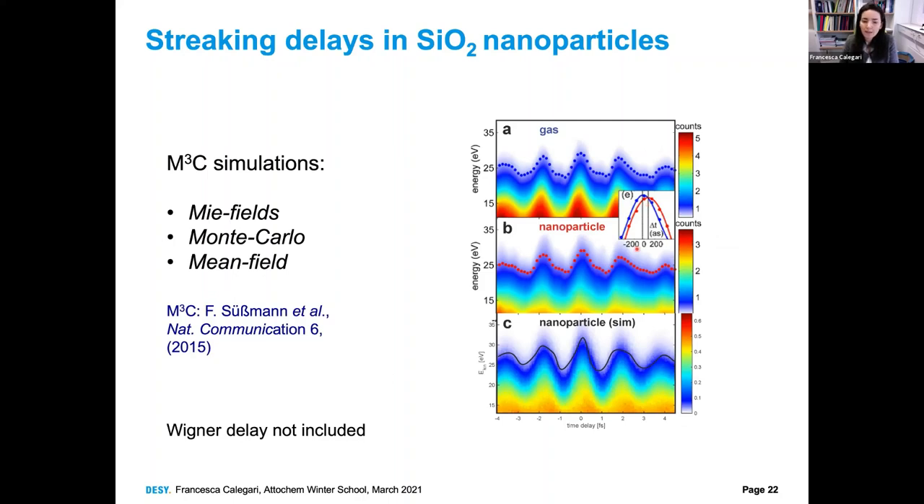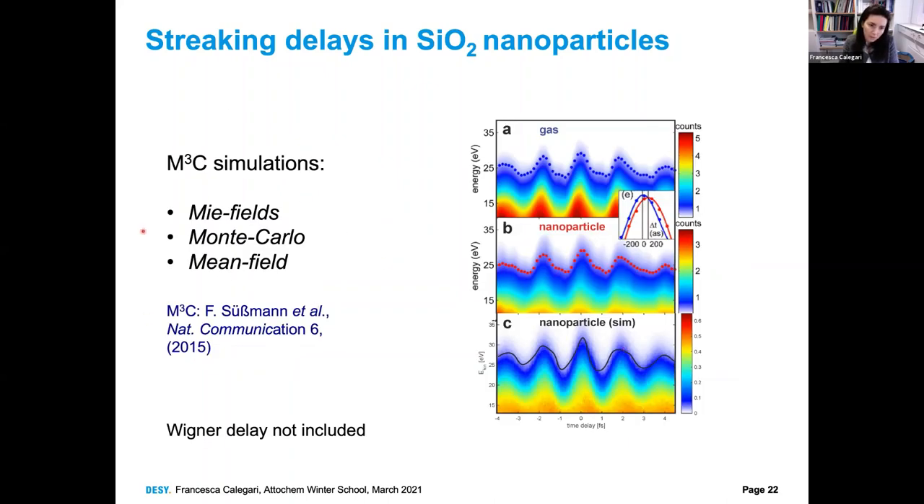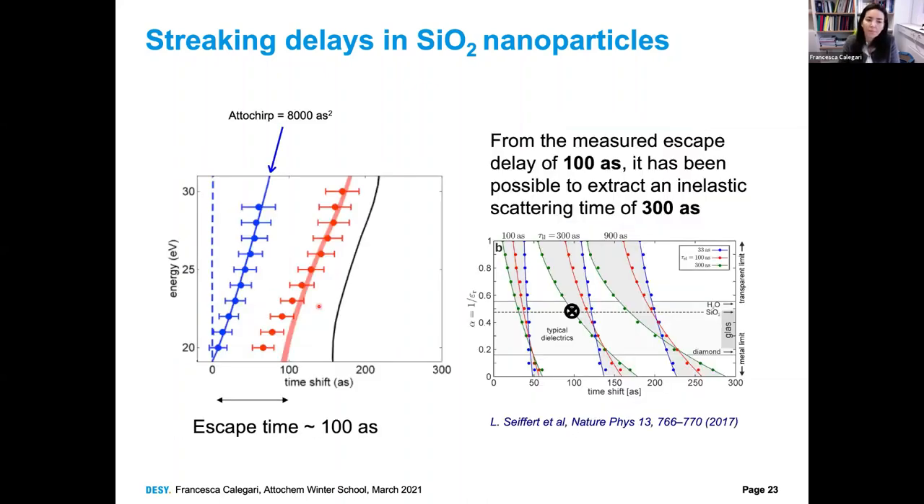And by doing modeling, these are actually quite sophisticated methods, but it's mostly based on a semi-classical model, including a classical propagation via Monte Carlo calculation. And what you can see is that the theory, which is the blue line and the red line, is reproducing quite well what we get with the experiment. The blue is the delay measured in neon. The red is the delay measured in the case of nanoparticles. As you can see, there is a shift between the two traces of about 100 attoseconds.